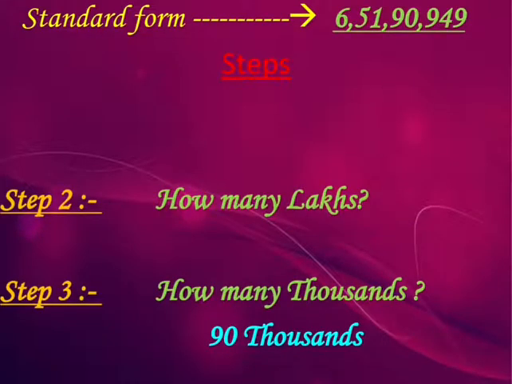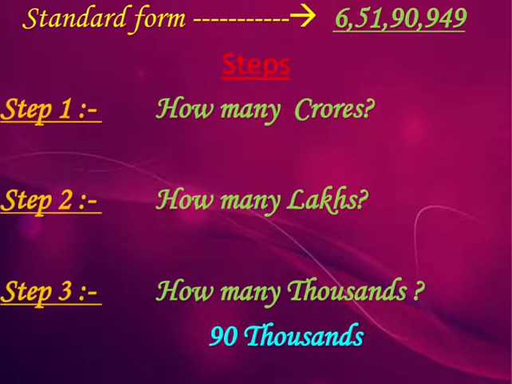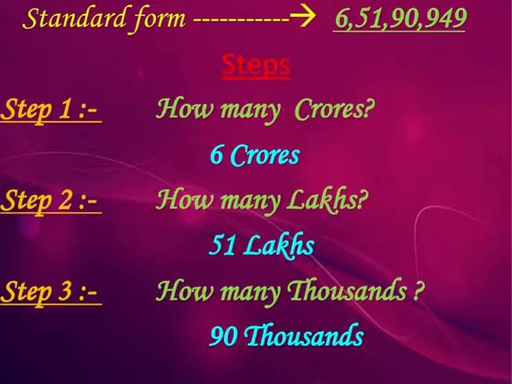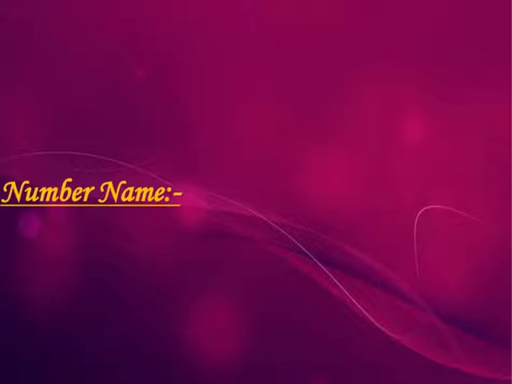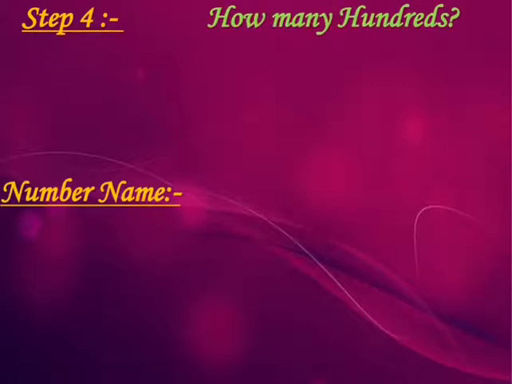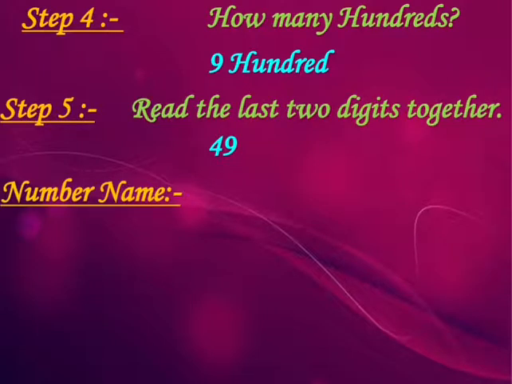Now let's understand how we can write it using the number name. Here also we will follow steps. Our first step will be to know how many crores are there. If you look at the previous slide carefully, we will see that there are 6 crores. Our step 2 will be to know how many lakhs are there. Since in the previous column we have 51 lakhs, 51 lakhs are there. Similarly in step 3, how many thousands? 90,000. Step 4, how many hundreds? That is 900. Step 5 is to read the last 2 digits together, which makes the number 49.